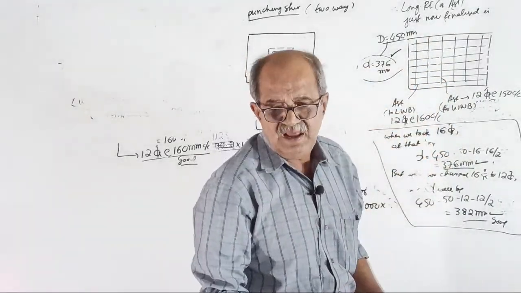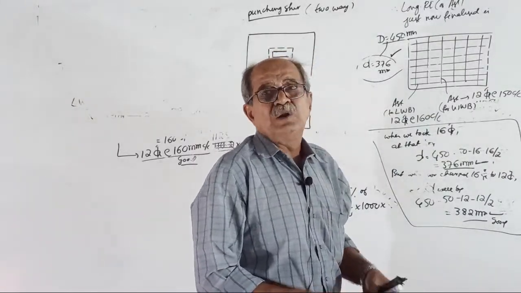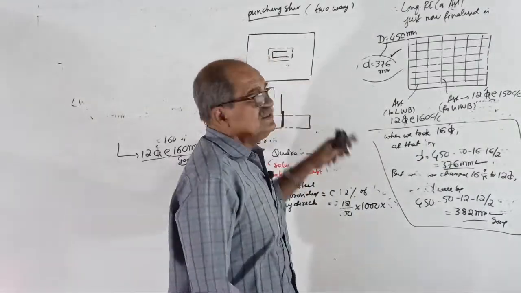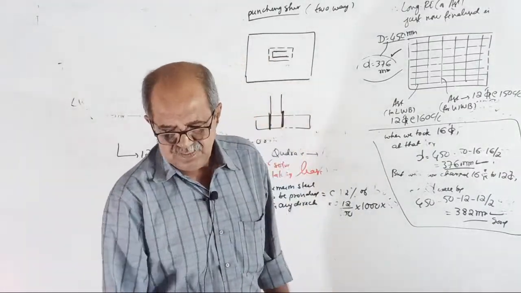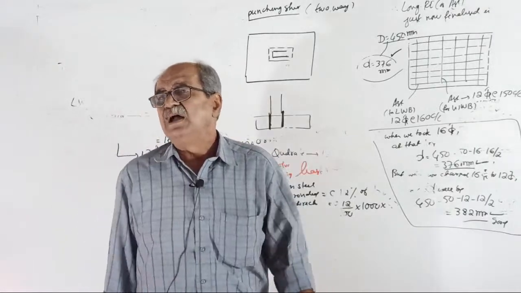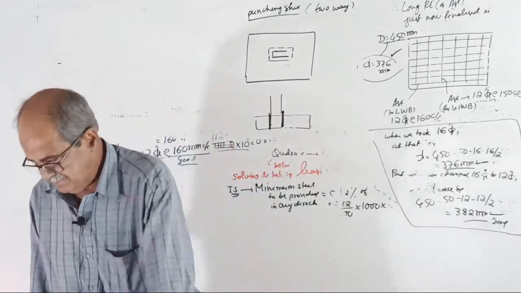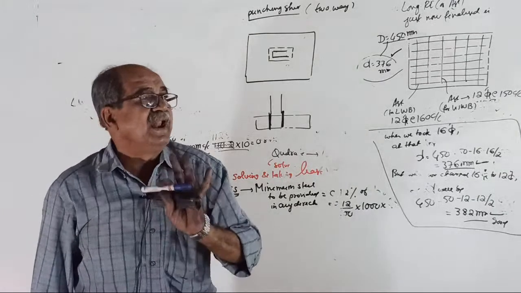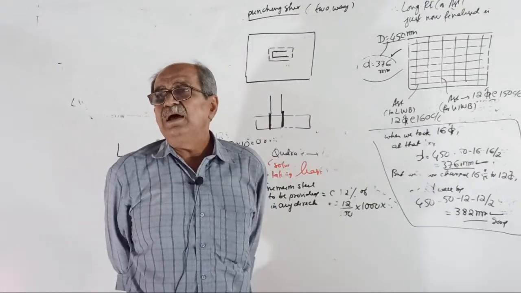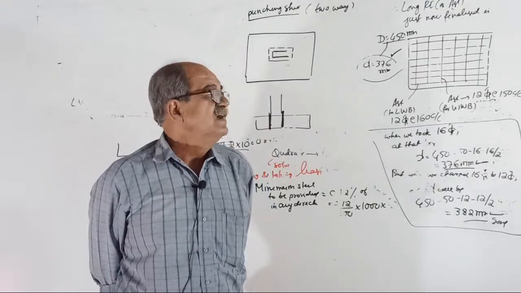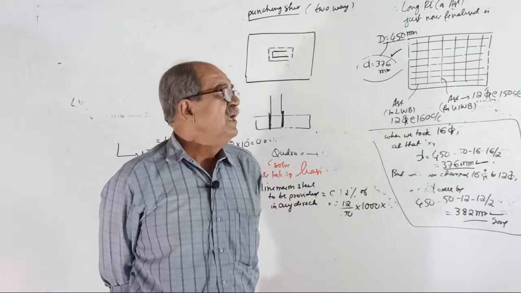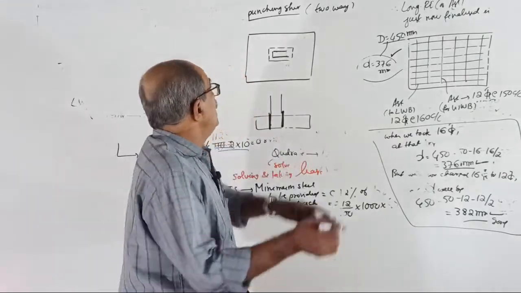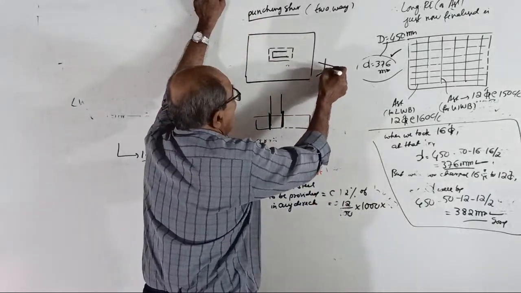Punching shear or two-way shear, you need not bother because this check is inbuilt in the software. We checked it manually; the software will also do the same thing, but all we want is a number to be displayed. We want that number not more than 1.